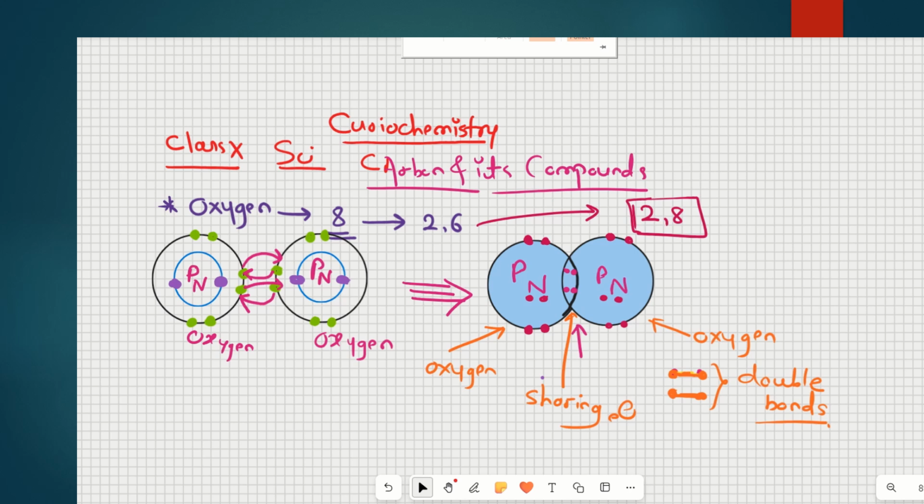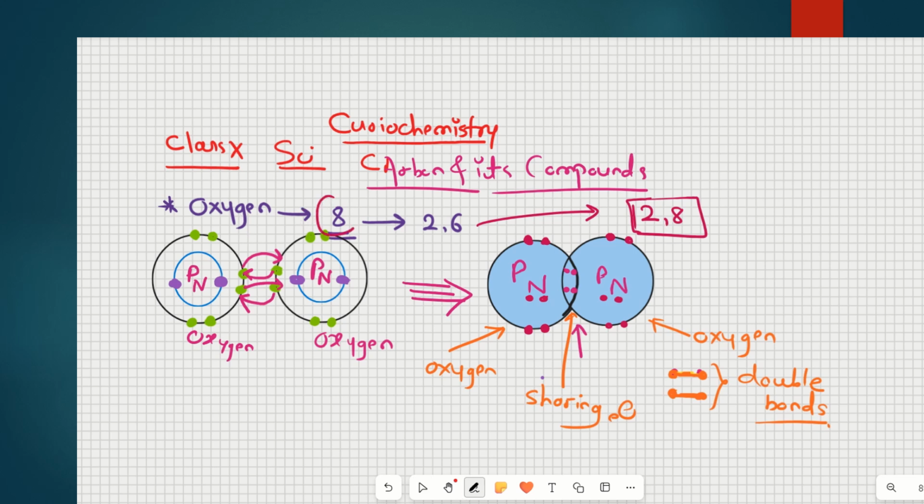So we are going to understand how oxygen shows double bonds. On the screen you can see I have already written all the details about oxygen. Due to some technical issues I'm not able to write during the class, so I prepared this before the class. Okay, so let's continue.